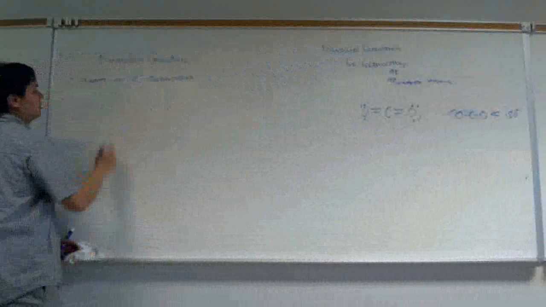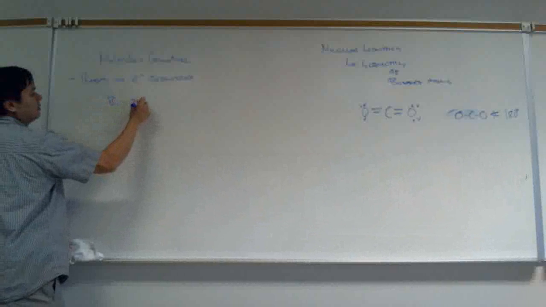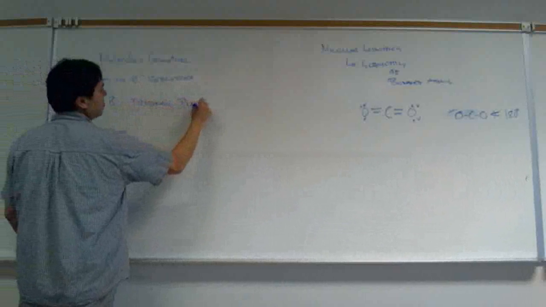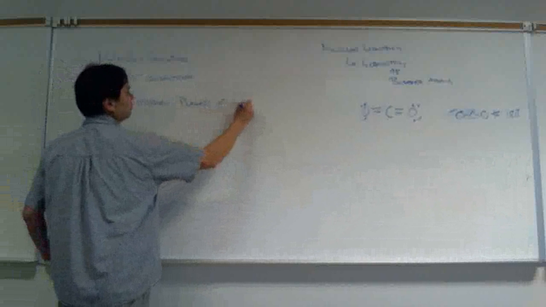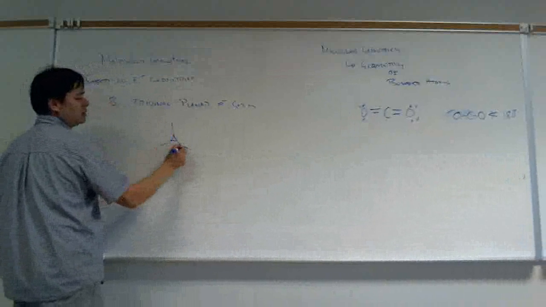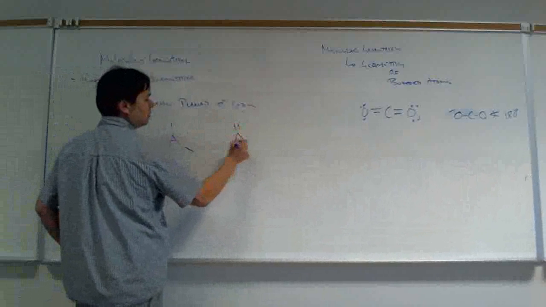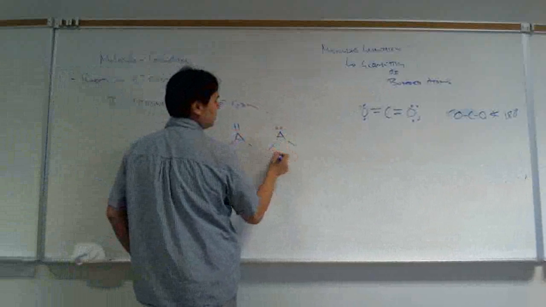Okay, the next electron geometry, which is called B, is trigonal planar electron geometry. And so we have an atom here in the center. We could have 3 single bonds in this triangular arrangement, or we could have a double and 2 singles, or we could have a lone pair and 2 singles, etc.